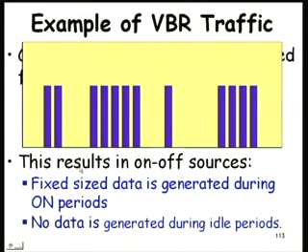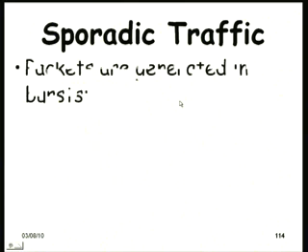In a variable bit rate traffic, fixed size packets are generated or nothing is generated at all. So this is one type of VBR traffic. We were discussing the general concept of VBR traffic, where the size of the data was varying, and that too generated at random times.